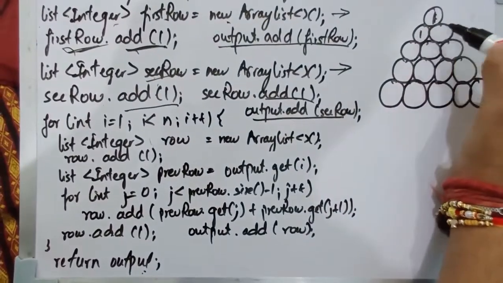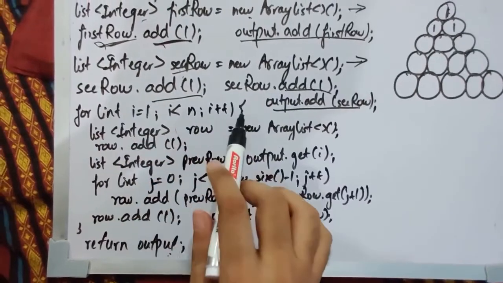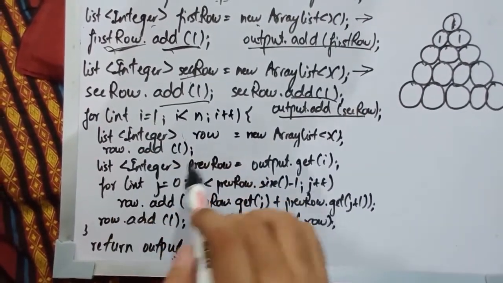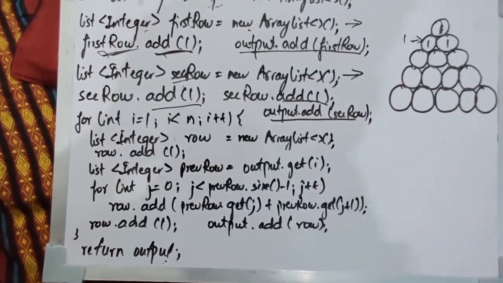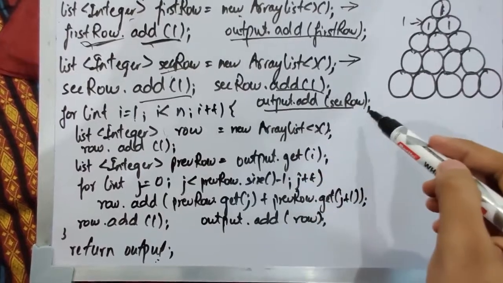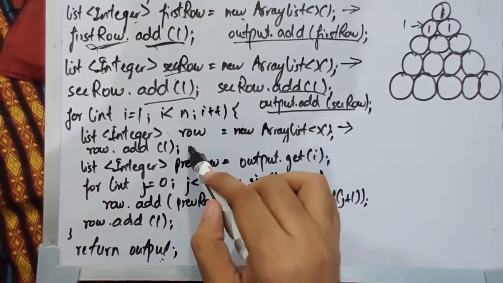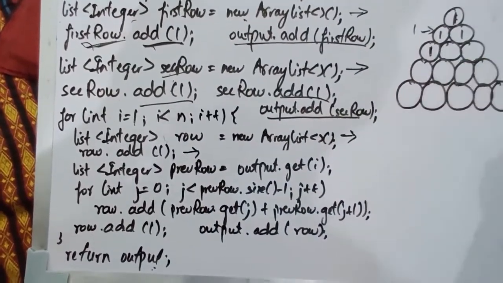So now we have 1 and 1 here. So constants are done. Now we are coming to the for loop. The for loop is starting at index 1, which means this is your first index. Now we again created a new object for the new row, and we added the first element as 1. So till here we are done.